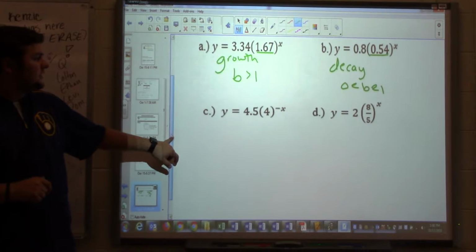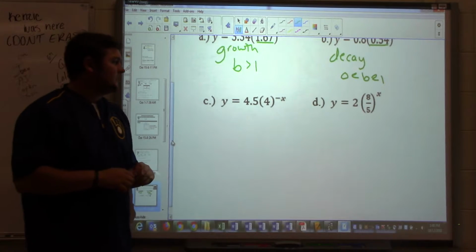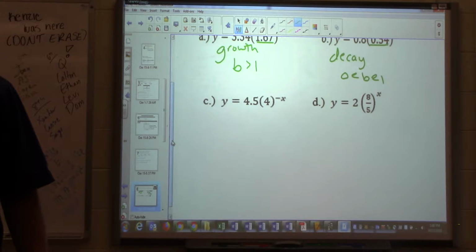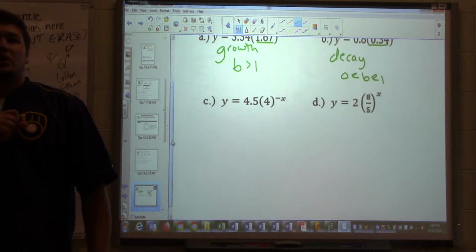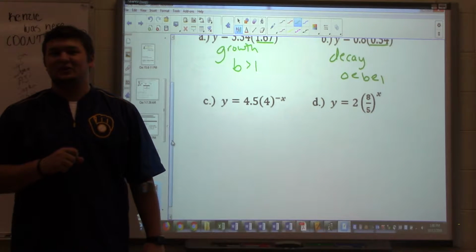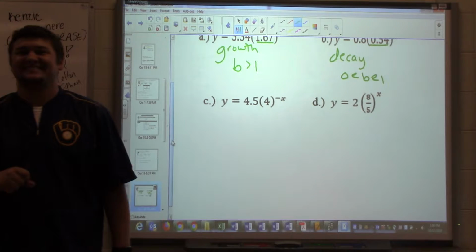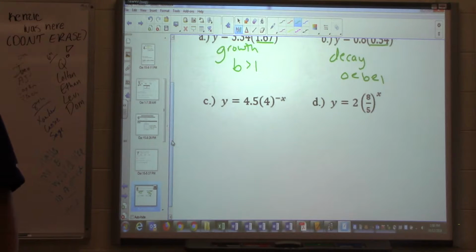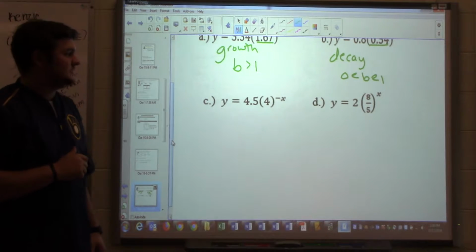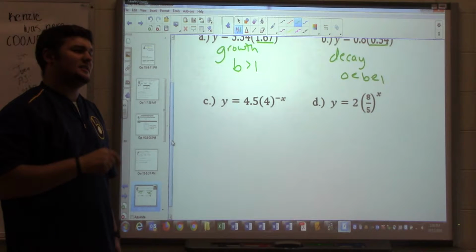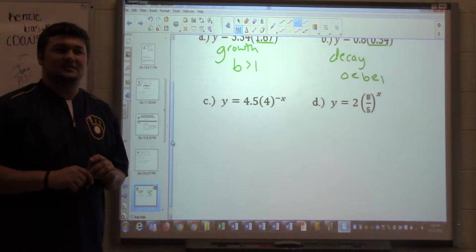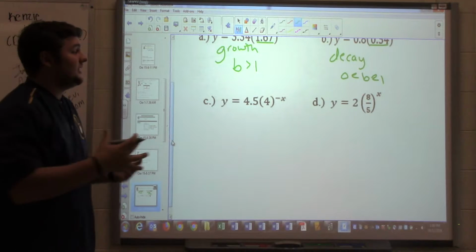What about c? Y equals 4.5 times 4 to the negative x power. Ooh, we have some say growth, some say decay. Who thinks growth? Who thinks decay? Who doesn't want to put their hand up? Alright, who said growth? Because b is greater than 1. Okay, why do you say decay? Because when there's a negative exponent, it's almost always a decimal.